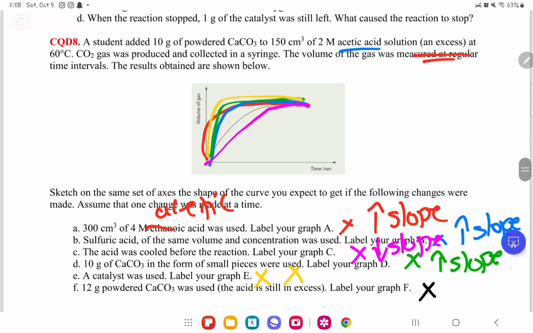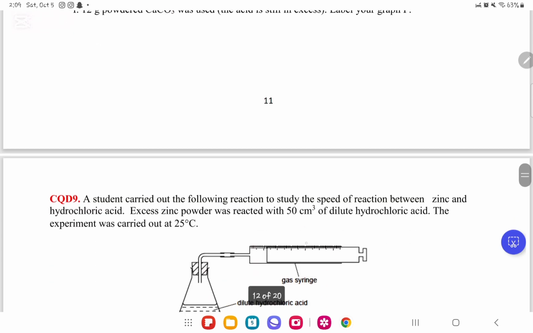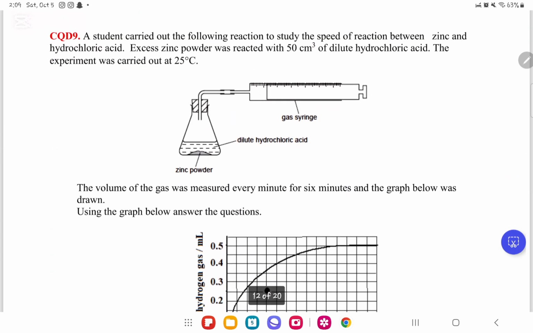And finally, we increase the concentration, so not only the slope will increase, but also the plateau. So it's going to be something totally different, which is probably, it looks like this. So this was CQD 8. Now we are CQD 9.